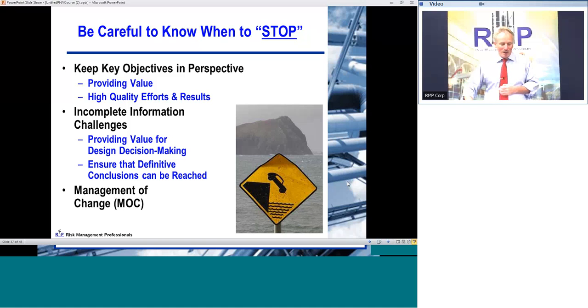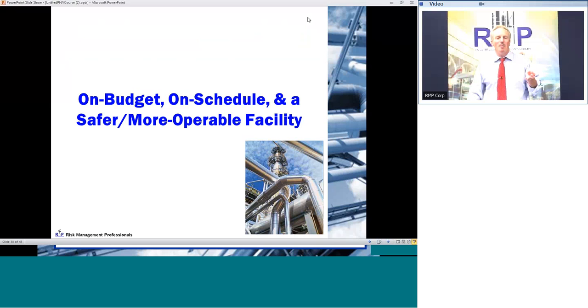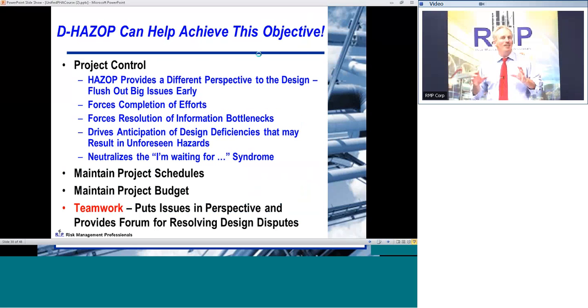So again, knowing when to stop is critical. And again, keep in mind what your objectives are. You're trying to make a safer, more operable facility that meets project, budget, and schedule objectives. That's a quintessential dilemma when you're doing a design project.